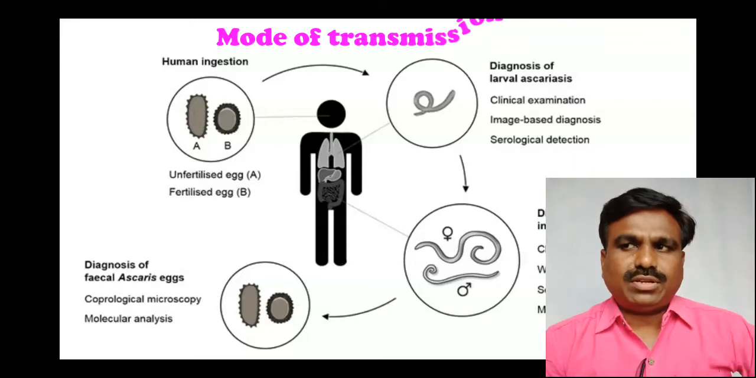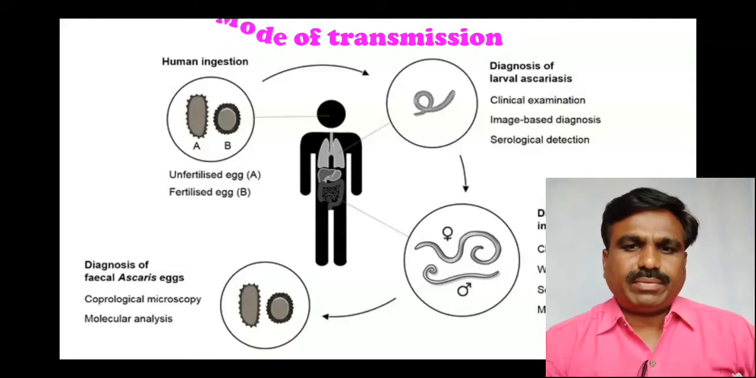When the eggs enter the healthy person's body, they hatch in the intestine and form larvae. This larval Ascariasis goes for examination. Then the larvae go to different organs and cause infection, and the adult Ascaris settles down in the intestinal tract.